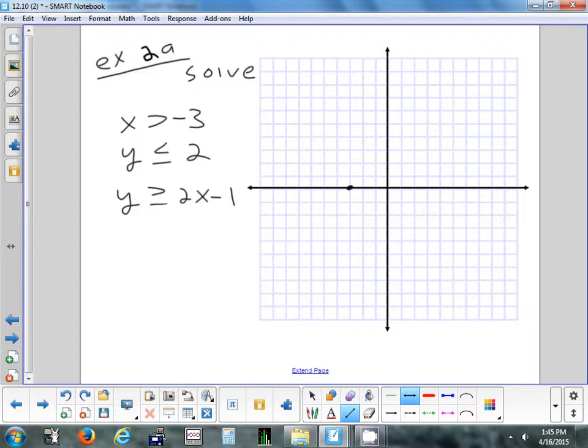Okay, does it matter if it's dotted or solid? Yes. That depends on your symbol. Okay, how many people think solid for this one? No, greater than. Dotted. Good. Okay, so I'll change it to dotted.